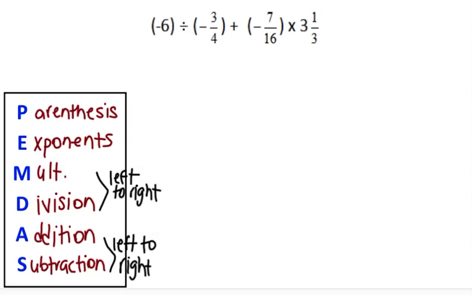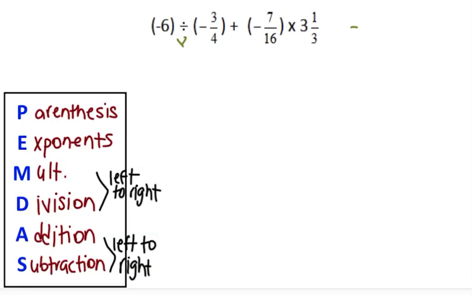Now, let's look at a problem that involves order of operations in rational numbers. I'm going to use PEMDAS to help me solve. I look for parentheses. I see I have 3 sets of parentheses, however, there are no operations to complete in the parentheses. Exponents. I do not see any exponents, so I can move on. Multiplication and division. I see that division comes first, so I'm first going to solve -6 divided by -3/4.